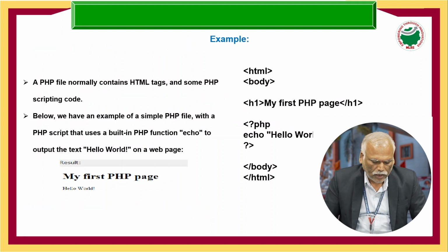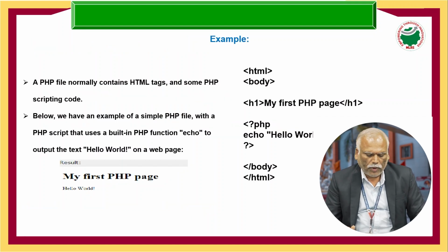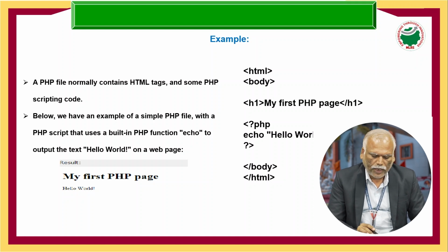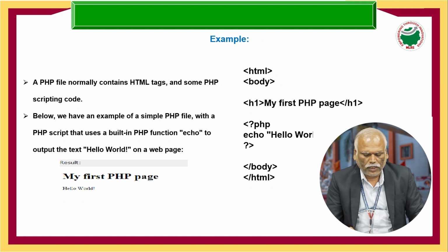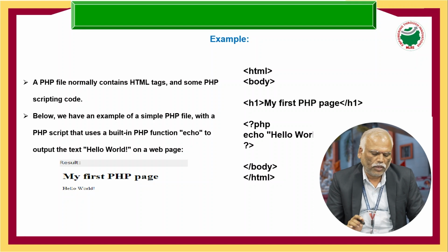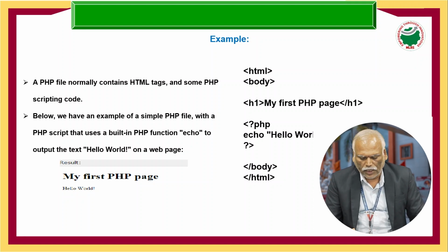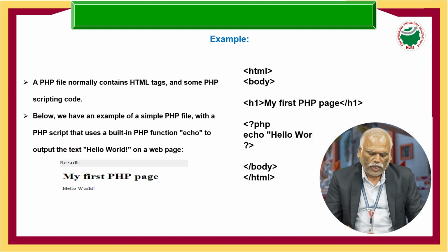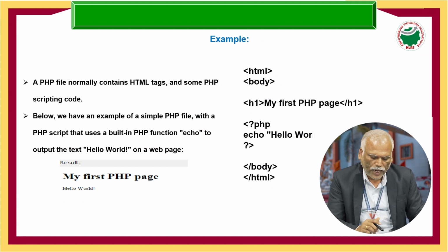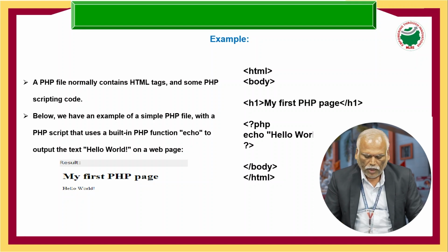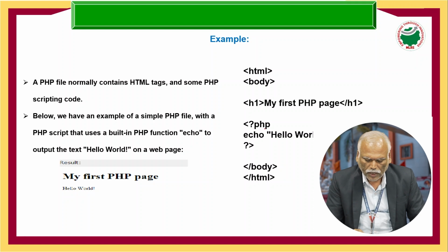So we see an example here. This PHP file normally contains HTML tags and some PHP scripting code. Why is it scripting here? This scripting language is used to perform validation on the server. As part of a web page written in HTML, we can include our PHP code, which gets executed by the server. Here it's simply one statement: less than symbol, question mark, php is the beginning tag, and question mark, greater than is the end tag.